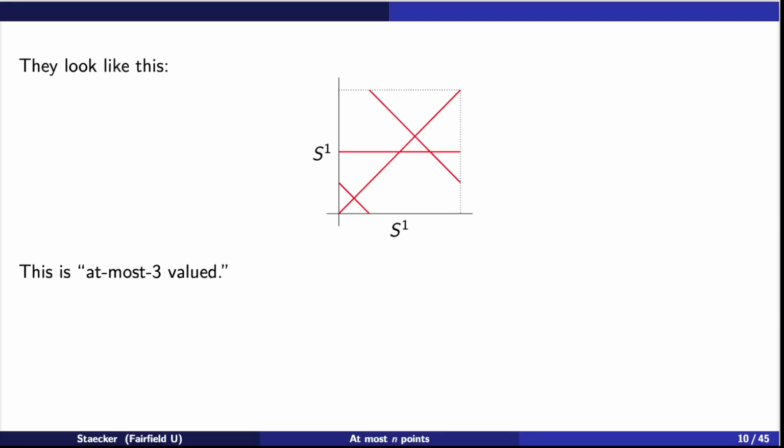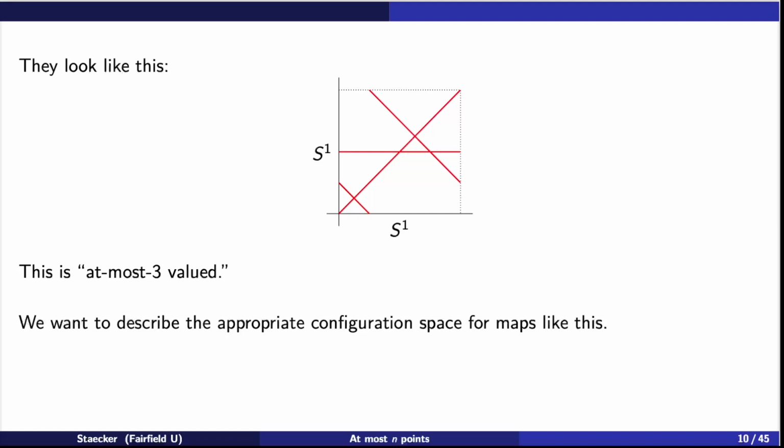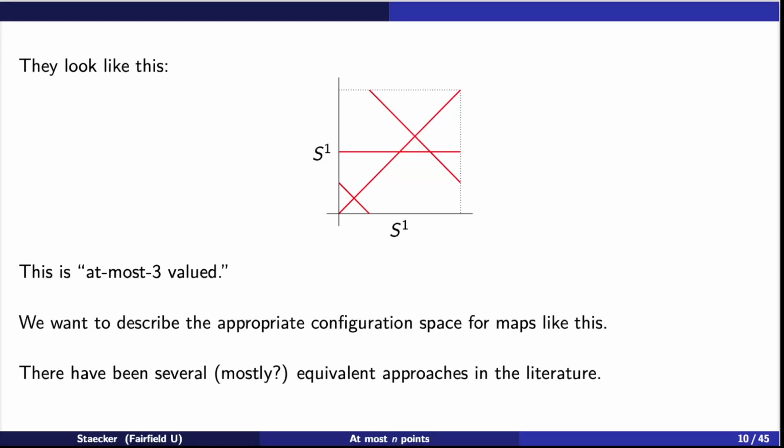All right, so such a function looks like this, and I'm going to call this function at most 3 values because each x value here has, mostly they have 3, but sometimes when these lines cross, there's only 2. So this we call an at most 3-valued function. And I want to describe the appropriate configuration space for these kinds of maps. All right? And there have been several, I will say, mostly equivalent approaches. I say mostly because this is still somewhat work in progress, and I'm not entirely sure if they are totally equivalent, but this is part of the project.